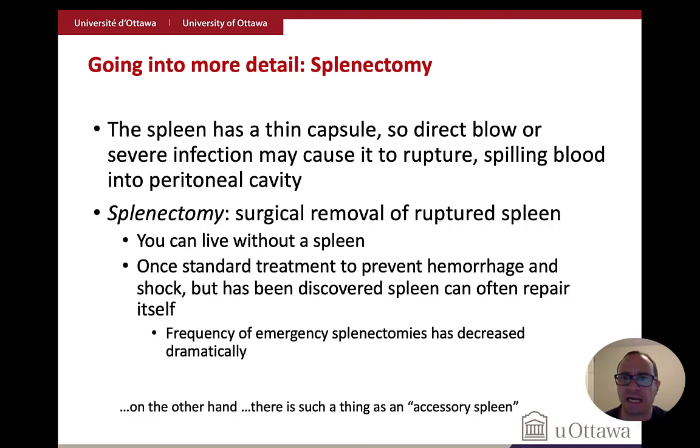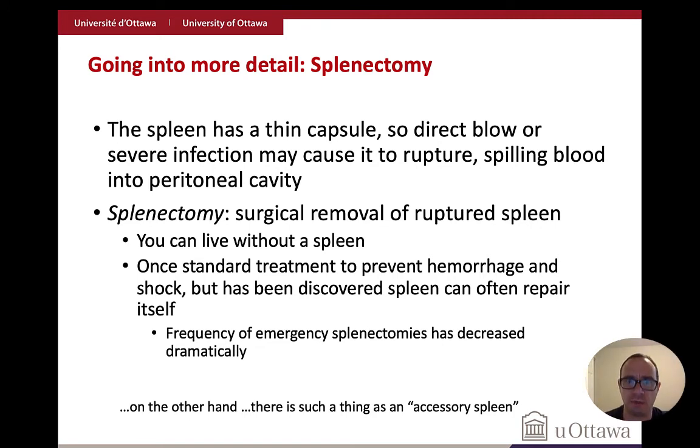The spleen is actually something that's pretty delicate. And so if you're injured, a direct blow to it, or even an infection, the spleen can become damaged and you can get release of blood. So again, it's very rich in blood, red blood cells, into the peritoneal cavity. So that just means the body cavity. And so you actually don't need a spleen. It's a good thing, but it's not absolutely essential.